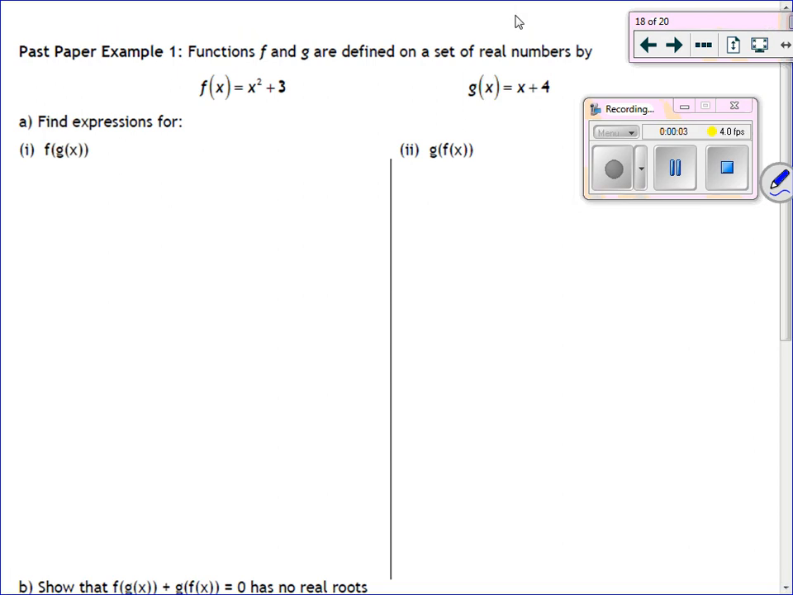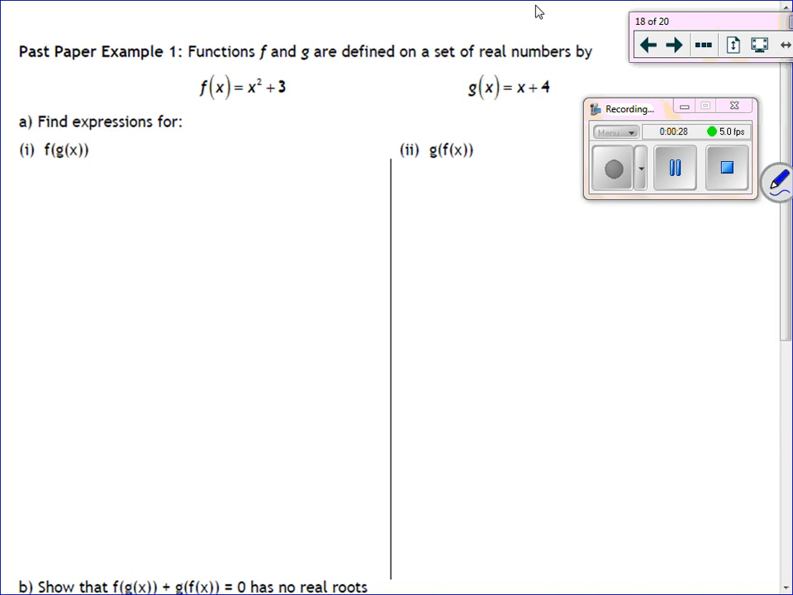Hi there. Let's look at some past paper questions on composite functions, or on sets of functions I should say. So example 1a, we've got f of x and g of x, and we have expressions for that. I want to find an expression for f of g of x. That means we just take g and put it into f.